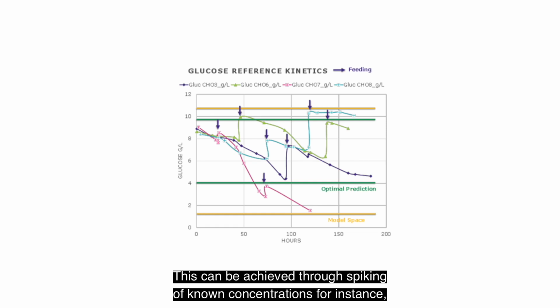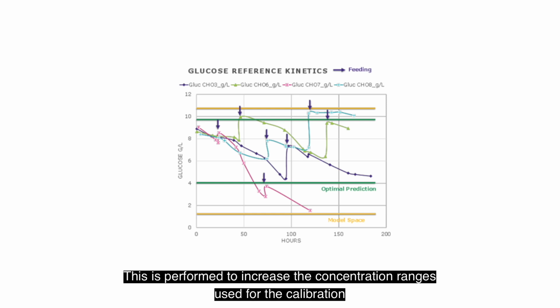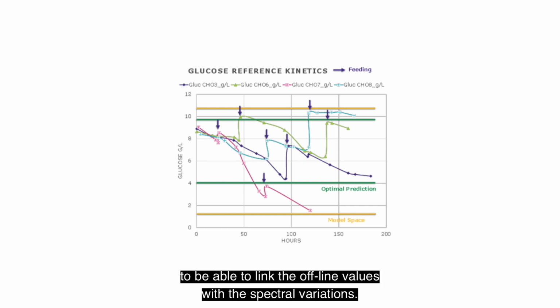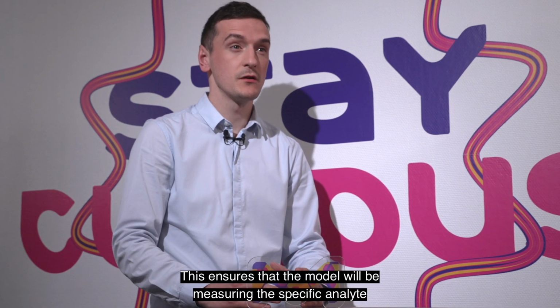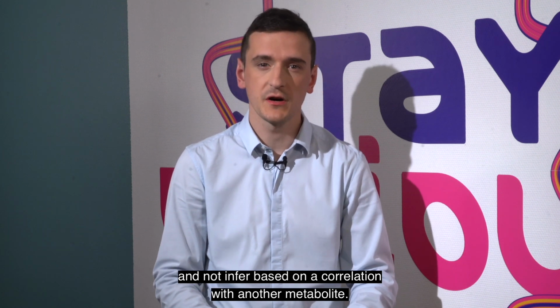This can be achieved through spiking of known concentrations, for instance, to deconvolute the signal information. This is performed to increase the concentration ranges used for the calibration and to have significant changes in the spectra to be able to link the offline values with the spectral variation. This ensures that the model will be measuring the specific analyte and not inferring based on a correlation with another metabolite.